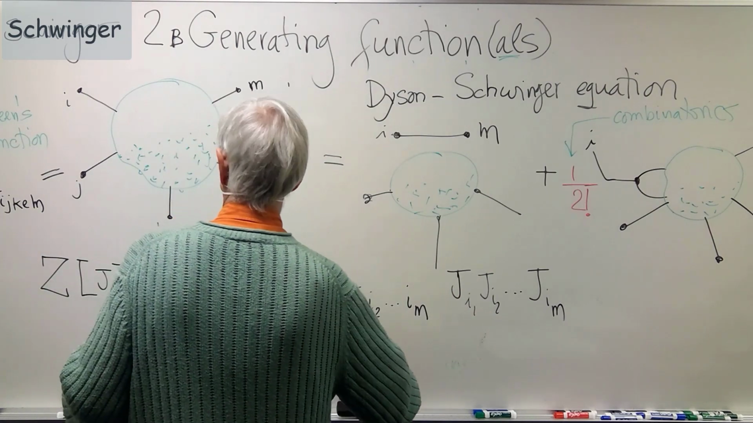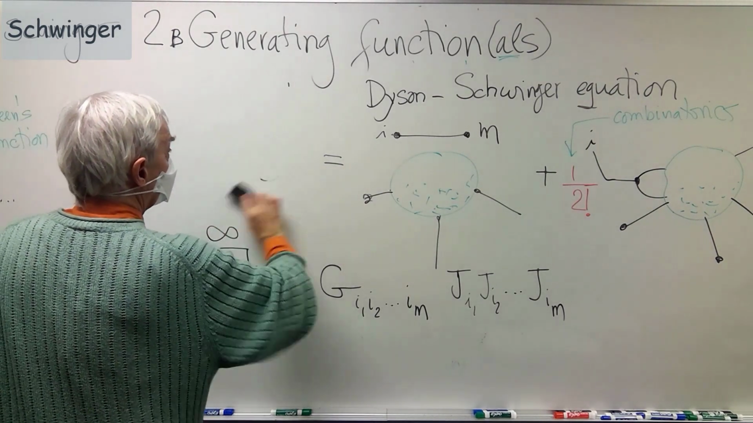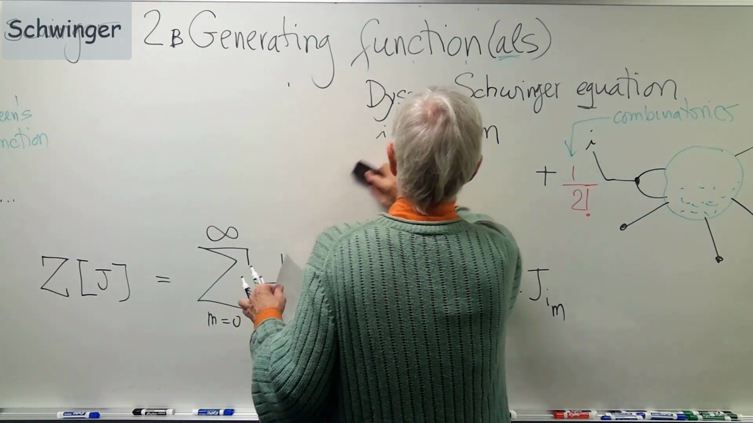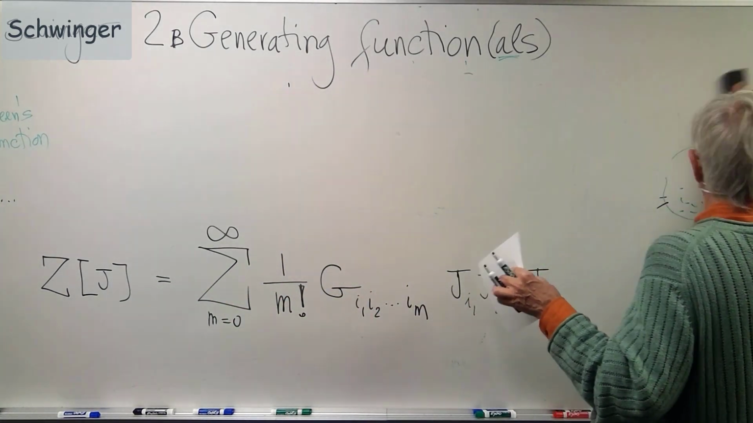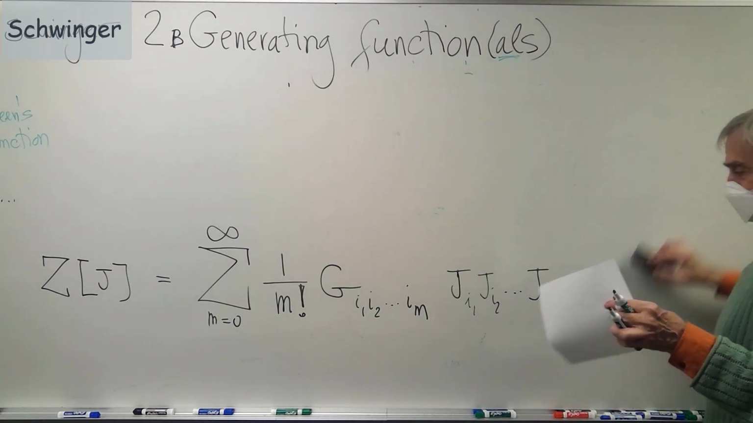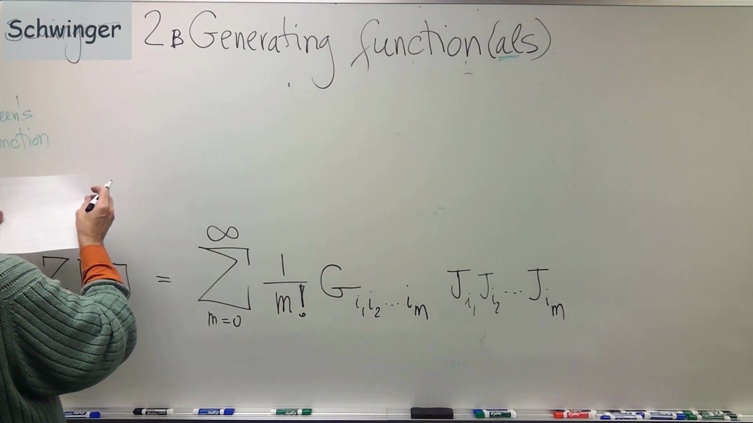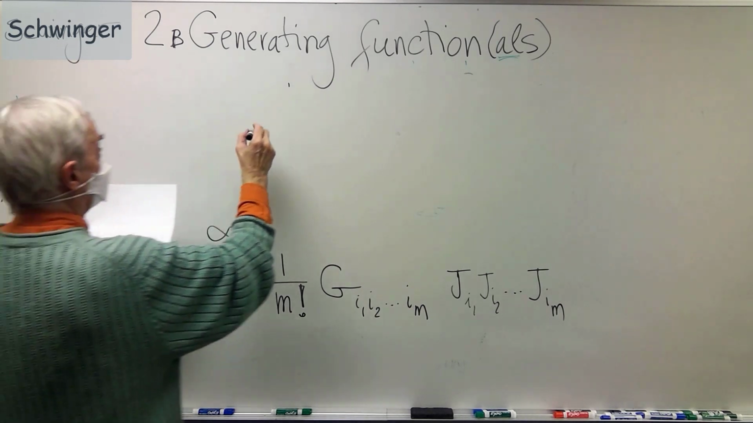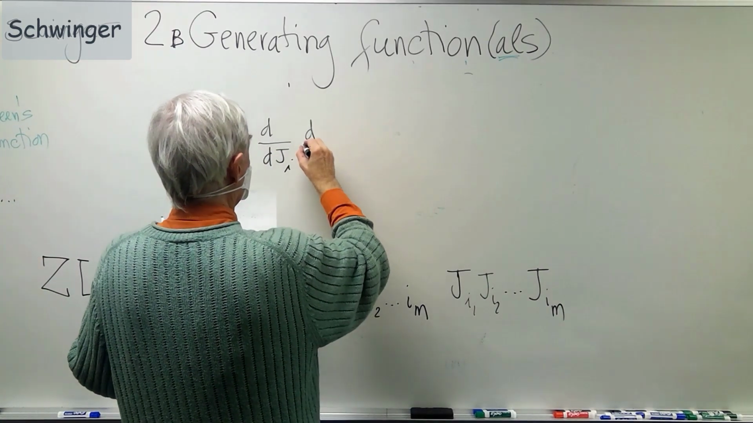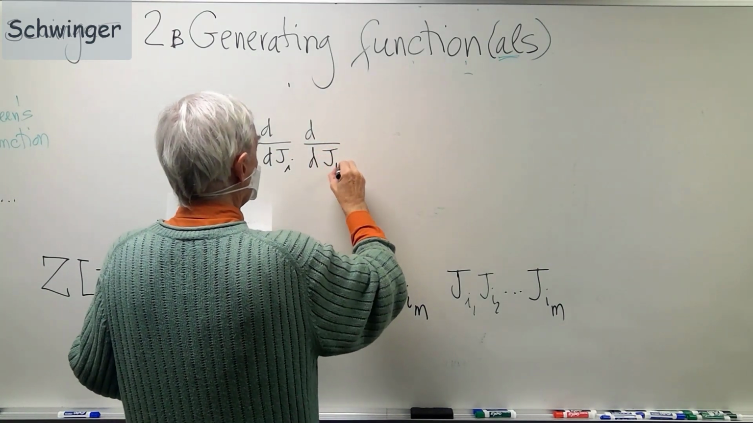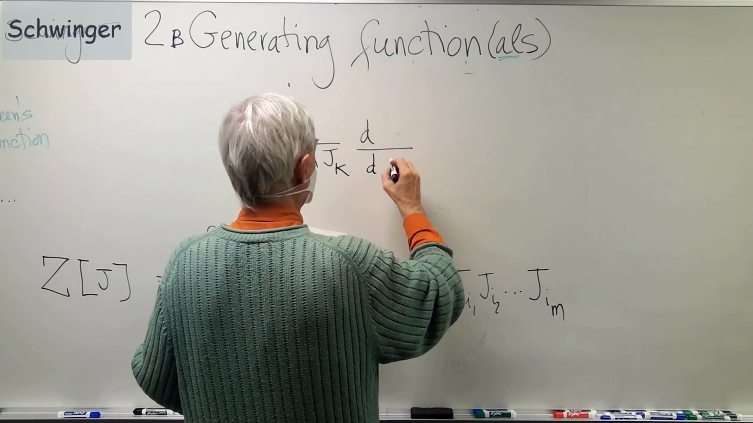And the way I combine them is that I write the Green's function with a certain number of legs. I contract each of the legs with my sources, J_i1, J_i2, J_i3, etc. And then it's natural, because of the symmetry of this multidimensional array, to divide it by m factorial. And that's my definition, or Schwinger's definition, of the generating function for all Green's functions.